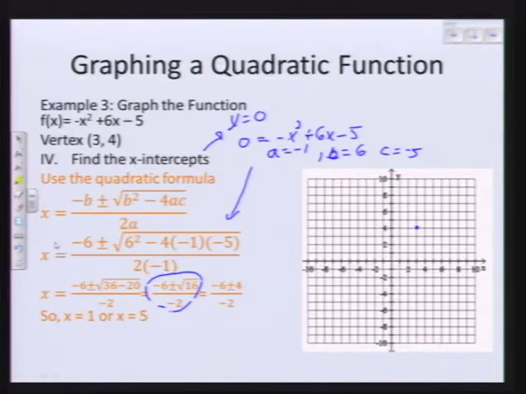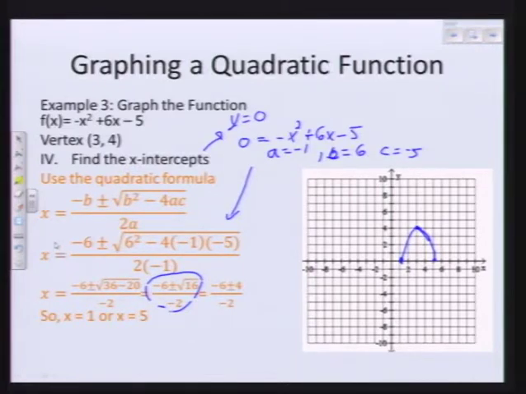And so right now what we can do is come up here and say, all right, we've got the points (1, 0) and (5, 0). And so, hey, we're starting to get a feel for what the shape of this parabola looks like as we graph it here. So we can start to rough sketch that to the x-axis.